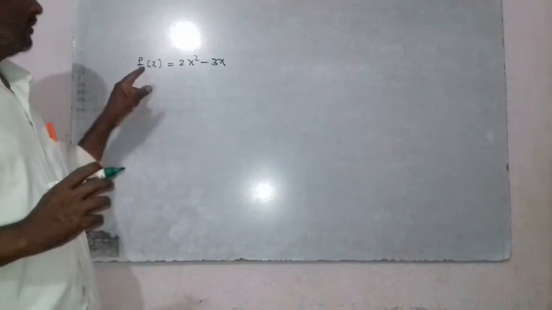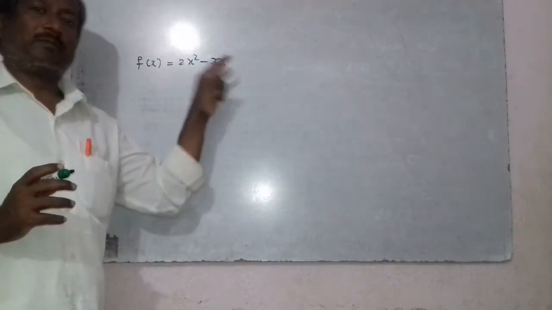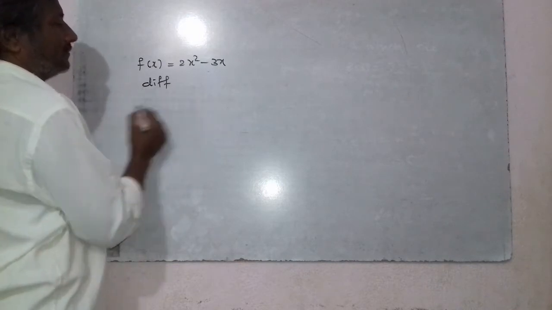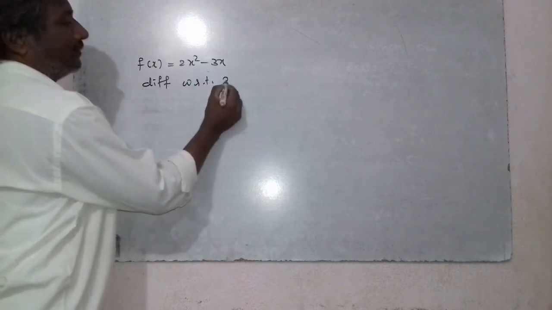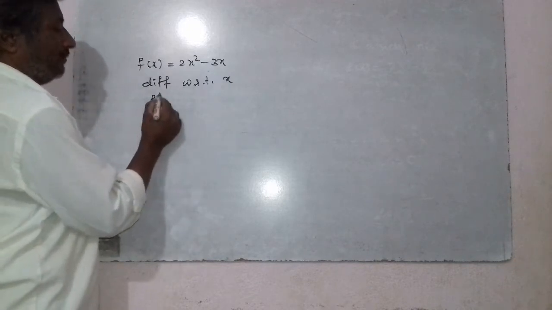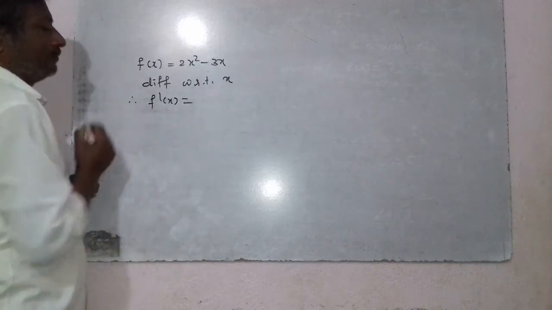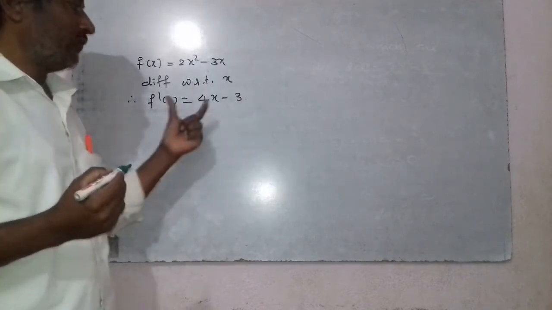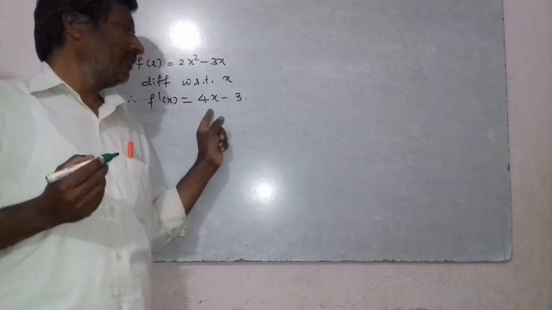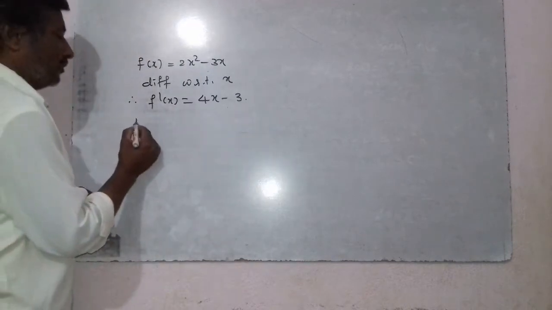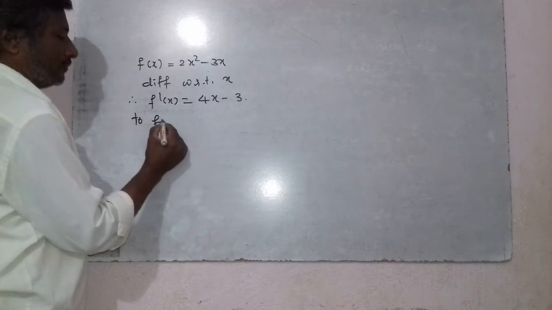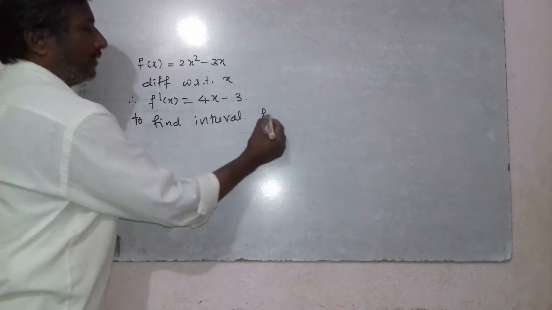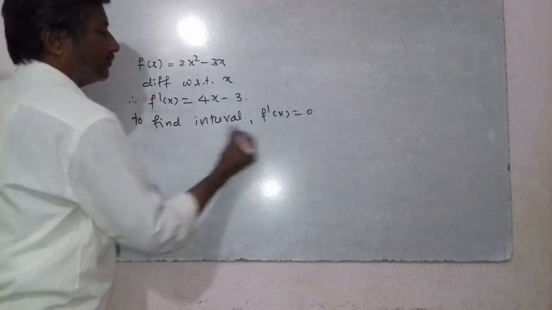Yes, f(x) equal to 2x square minus 3x. Differentiate with respect to x. f dash x equal to, so this is 4x minus 3. To find the interval, make f dash x equal to 0.